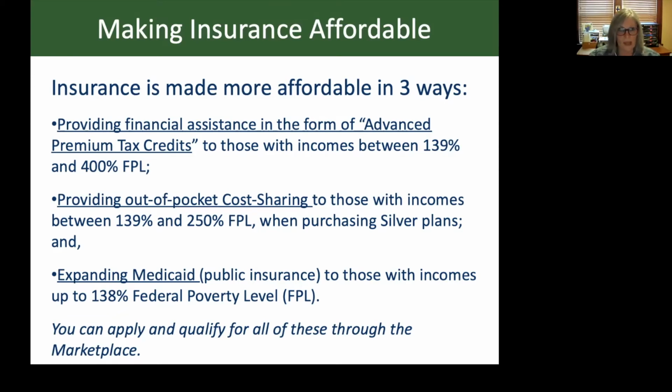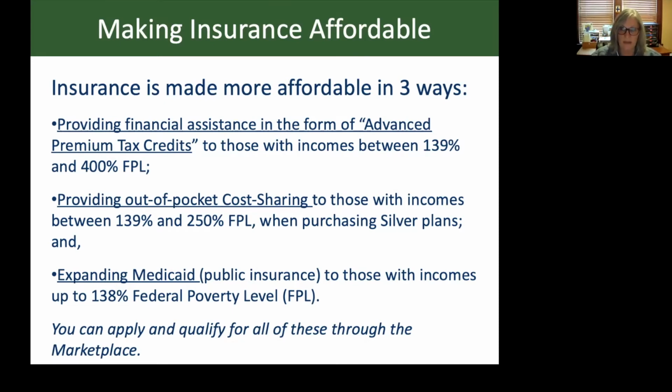And one of the ways is by providing financial assistance in the form of advanced premium tax credits to people who have incomes between 139% and... understand that a huge proportion of people who get their insurance through the marketplace also receive a subsidy to help make their insurance much more affordable to them.